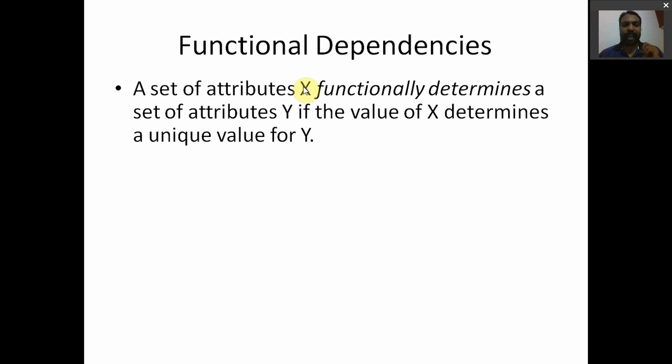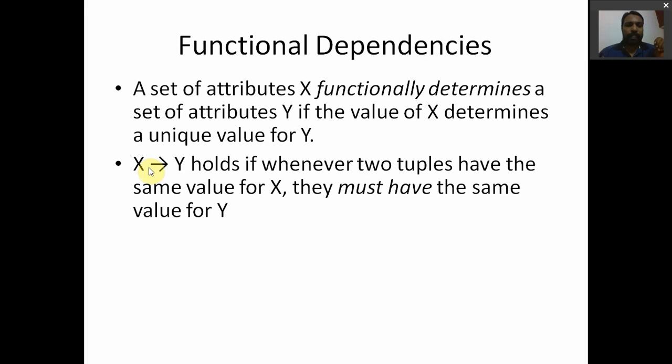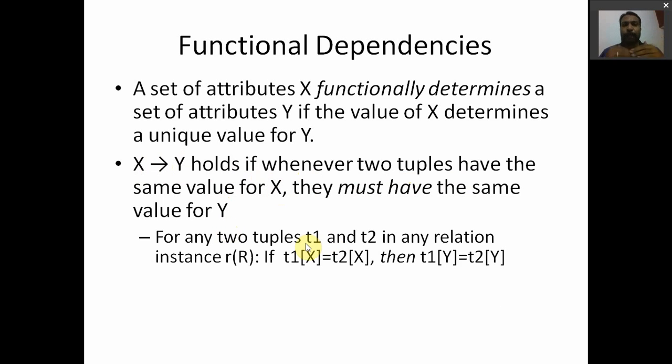A set of attributes X will functionally determine a set of attributes Y if the value of X determines a unique value for Y. It is denoted using X arrow Y. This means Y is functionally dependent on X, or X functionally determines Y. This holds if whenever tuples have the same value for X, they must have the same value for Y. So if there are two tuples T1 and T2, and the X value of both those tuples is the same, then the Y value will also be the same if X to Y holds.